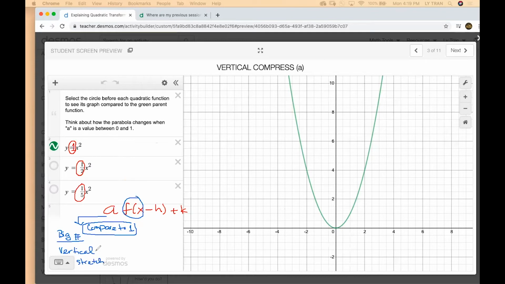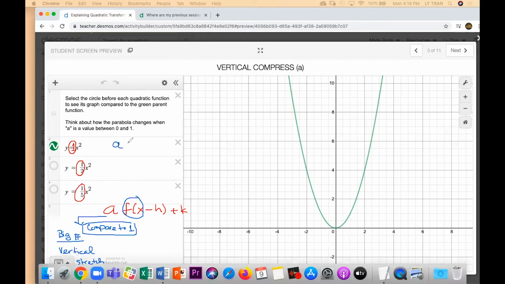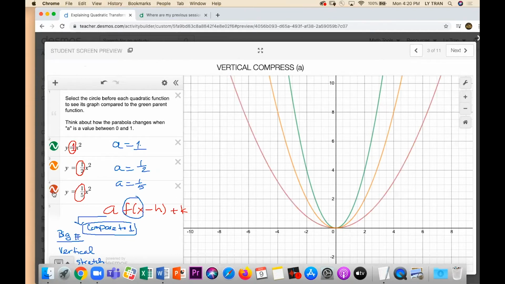Big number, you're stretching big. So what happened right now? I want to take a quick look. Right now, how much does my a equal this time? This a equals 1/2, and this a equals 1/5. What happened to the number? The number is getting smaller, right? So what happens if the number gets smaller like that? Let's see. How does the graph look? The graph gets wider, and even wider, more and more.